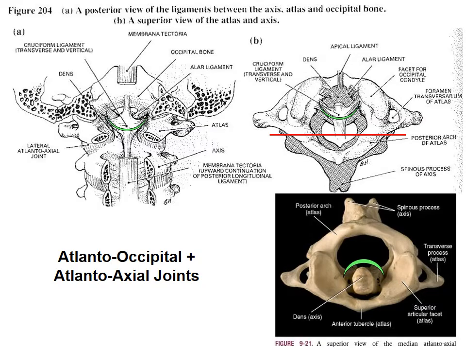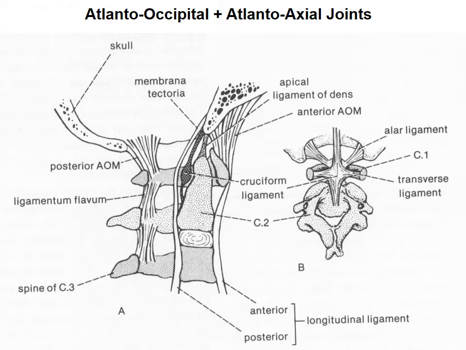The left picture on this slide is showing a mid-sagittal view of some of the structures we were just having a look at. So the first one I'll point out is the tectorial membrane, which again is that continuation of the posterior longitudinal ligament. So similar to the posterior longitudinal ligament, it will tighten as the vertebrae move into flexion.